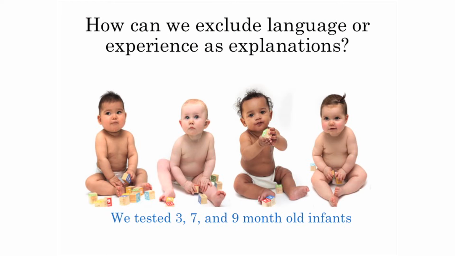And you might be wondering, how can we possibly exclude a variable so universal to the human experience as language? In a word, babies. We tested 3, 7, and 9-month-olds. That's before they're producing or even comprehending much language. Now, I don't know how many babies you all have met. I've met a lot. But while they can't do a whole lot, by God, they let you know when they are done with something. So we measured their looking time.